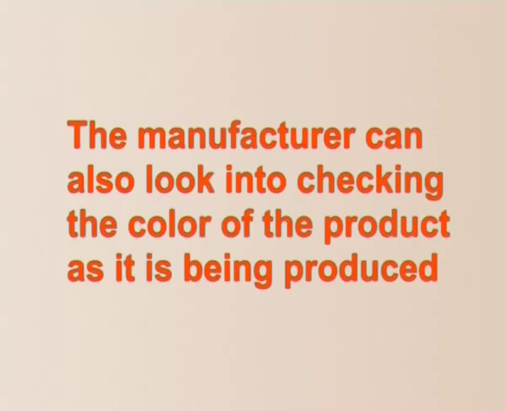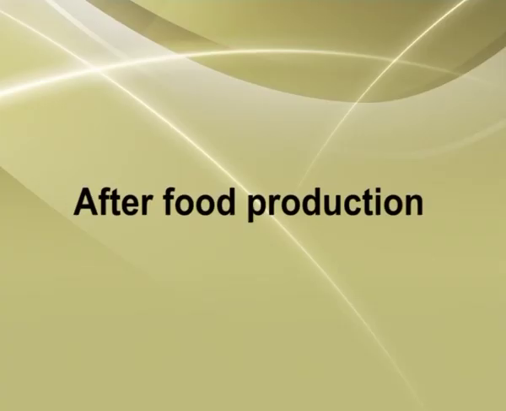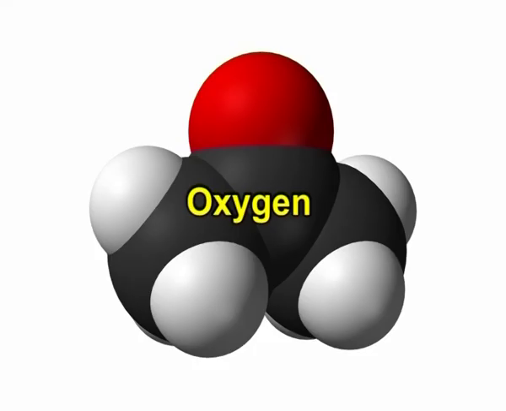The manufacturer can also look into checking the color of the product as it is being produced. Color information can also be obtained in real time and can report to process control, indicating whether the product color is within prescribed tolerance. After food production, there are many factors that can cause food dyes to change color. If they are exposed to either oxygen or light for too long or accidentally mixed with other dyes, even small deviations in dye color can cause big changes in the color of the end products.